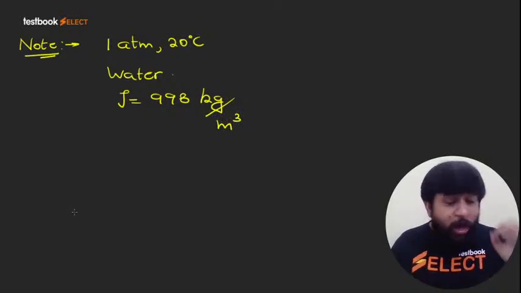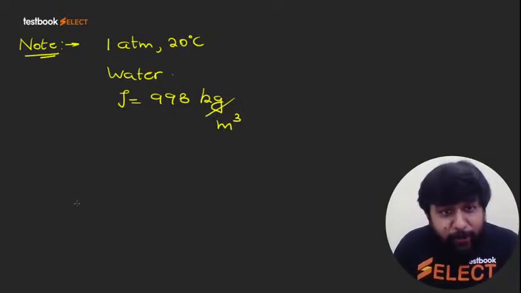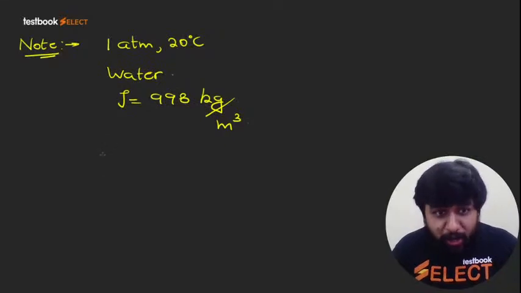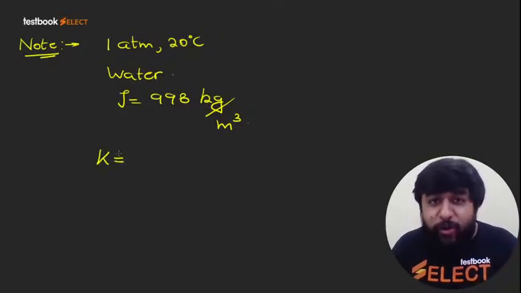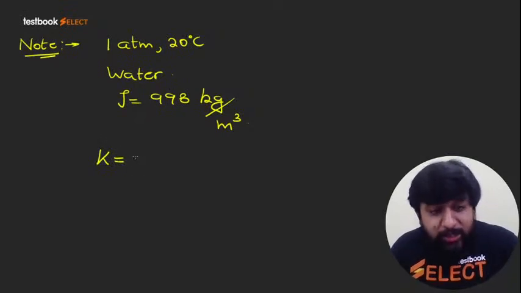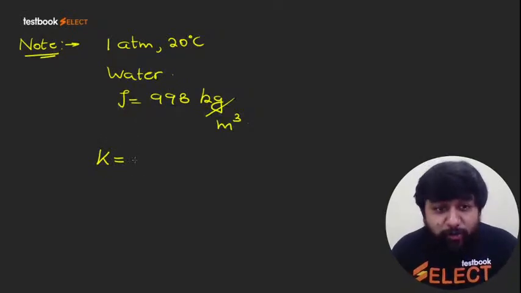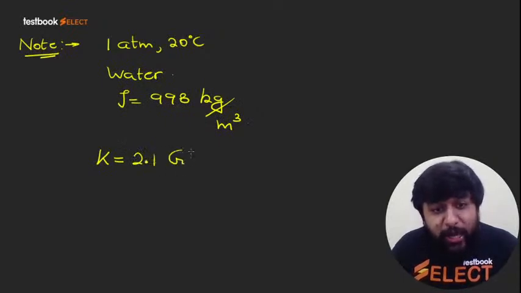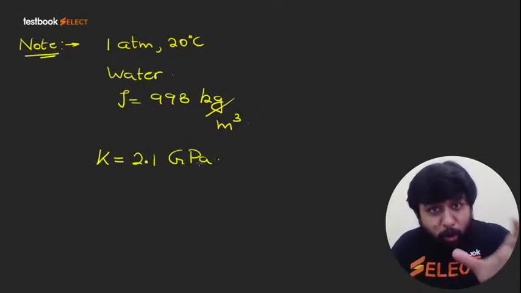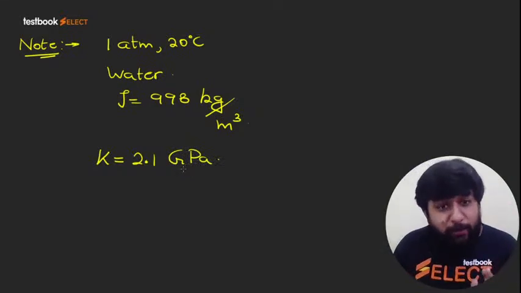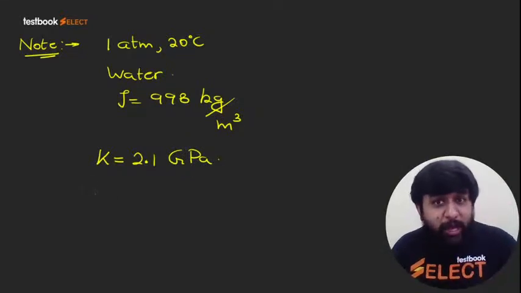Now consider the bulk modulus of water, which is quite a decent value for water. This is almost the true value for water. So the bulk modulus is 2.1 gigapascal. Let us assume the bulk modulus of water is this much.